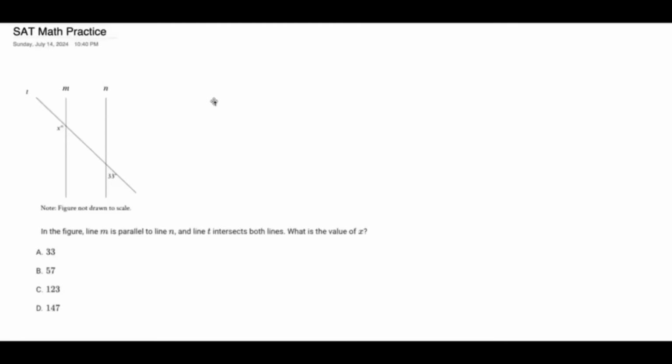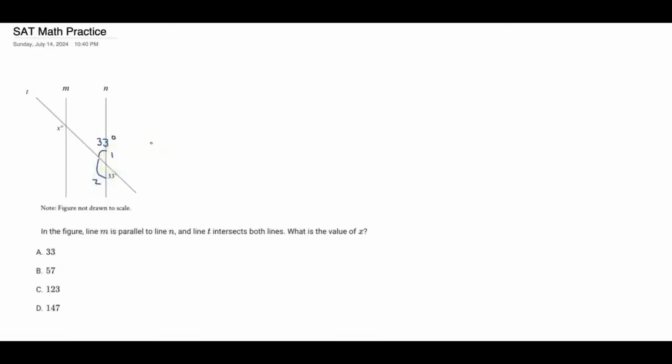In the figure, line M is parallel to line N, and line T intersects both lines. What is the value of x? All right, so first off, what we have here are vertical angles, right? They give us 33 degrees here, so we know the angle across from that will also be 33 degrees. If we call this angle right here that we just labeled angle 1, and let's call this one angle 2, angle 1 and 2 are supplementary angles, right?